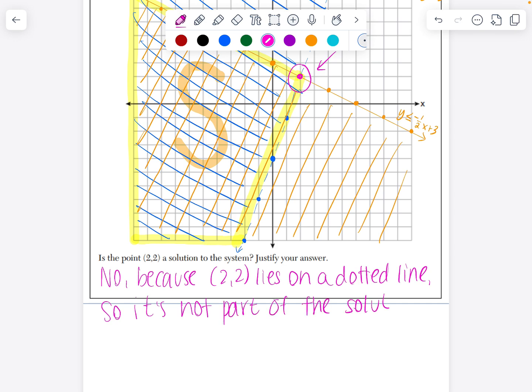Okay, and so it's as simple as that. Make sure that you are shading in the correct direction. Make sure, if you want to double check what those lines look like, to make sure you did the slopes in the right way. And just double check that when you're looking for a solution, if it is on a dotted line, it is not part of the solution set.